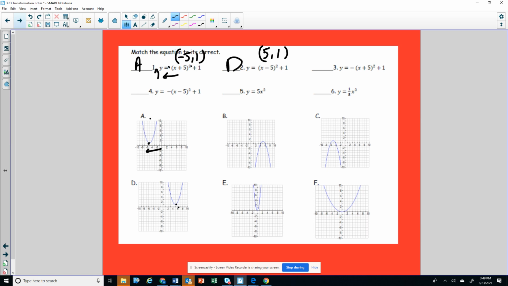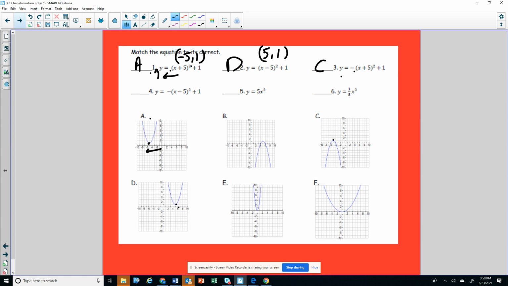Now let's look at these two functions right here, number 1 and number 3. You notice they're the same function except A is negative here and this one is positive. So what does that tell you? One is going to reflect, one is going to open downwards. So let's look at number 3. The vertex is -5, comma 1, but opens downward. See right here, that's C.